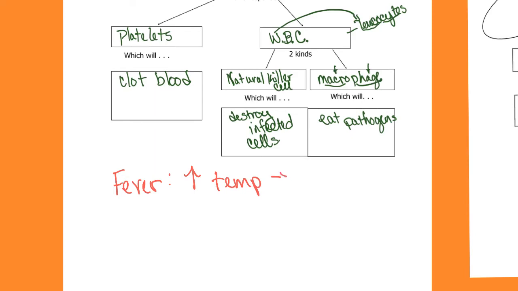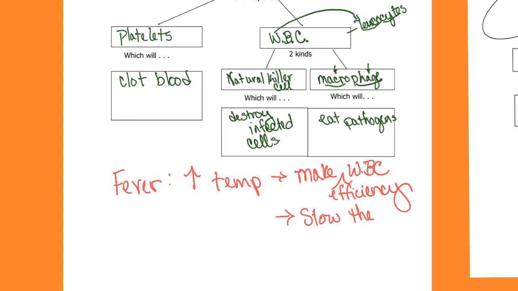And what this causes is the body to make white blood cells. And it also causes those white blood cells to work better and work more efficiently. Efficiency of the white blood cells. And they are also going to hopefully slow the pathogen so that it can't do as much work.